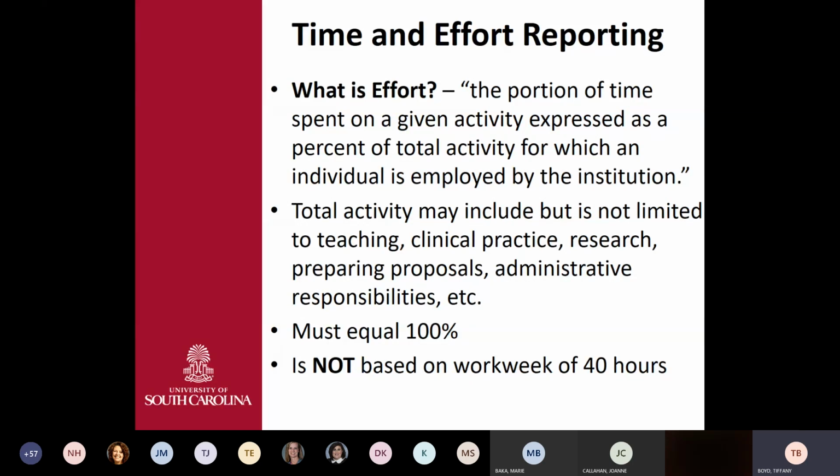Or you may have a student that is paid strictly by the hour and it's very clear, and it's not as confusing. But for individuals that are salaried and may work more, it is going to change. But regardless, effort must equal 100%. And so the effort report, when you receive it, has to pull in all of that information. So we just like the foot stomp that it's not based on a 40-hour work week, but it must equal 100%.